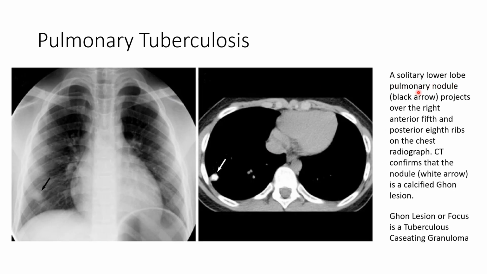A solitary lower lobe pulmonary nodule, black arrow, projects over the right anterior fifth and posterior eighth ribs on the chest radiograph. Counting: fifth anterior rib, and fifth, sixth, seventh, eighth posterior rib. CT confirms that the nodule, white arrow, is a calcified Ghon lesion. A Ghon lesion or focus is a tuberculous caseating granuloma.